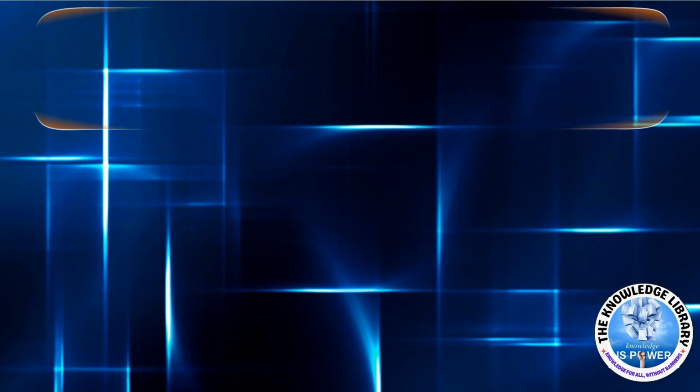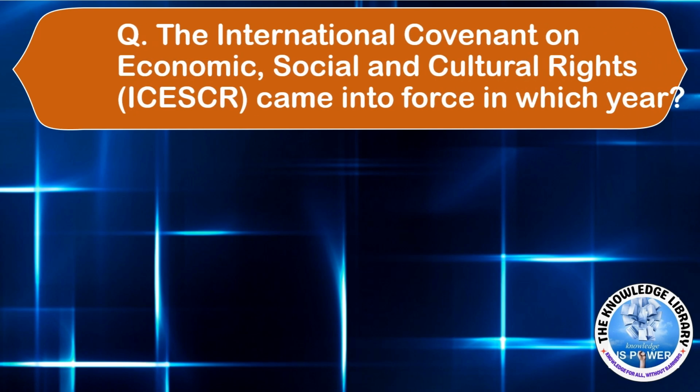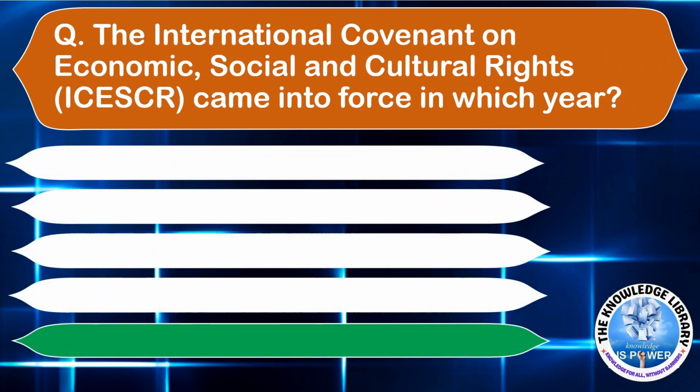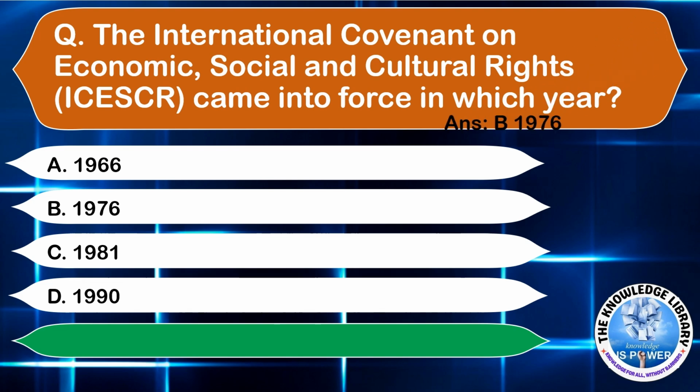Next question is, the International Convention on Economic, Social and Cultural Rights came into force in which year? Option A, 1966. Option B, 1976. Option C, 1981. Option D, 1990. Correct answer is option B, 1976.